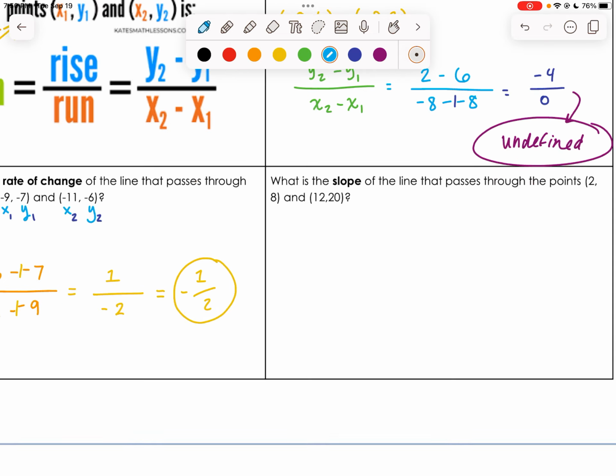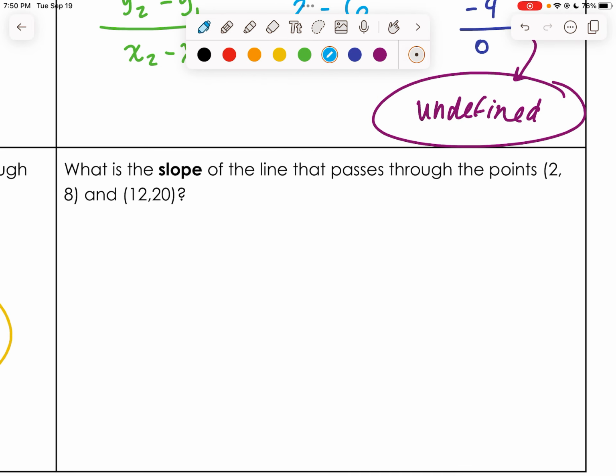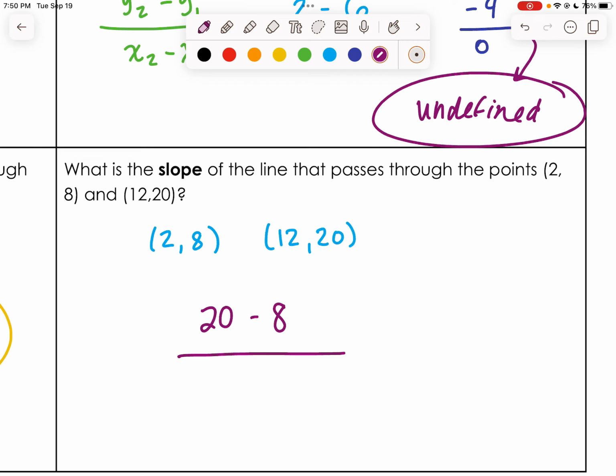If you're working ahead, then you should check your answer with me. So I've got 2, 8, 12, 20. And same thing. This time I'm not going to label them. I'm going to go through and make sure that you understand where these are coming from. I've got 20 minus 8 over 12 minus 2. Now let's see what happens with this one. 20 minus 8 is 12. 12 minus 2 is 10.